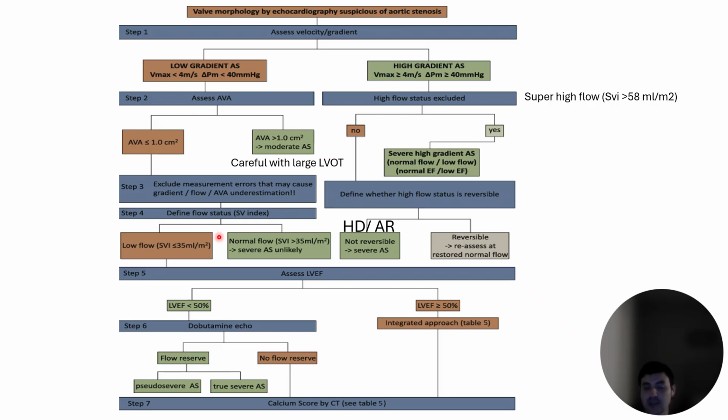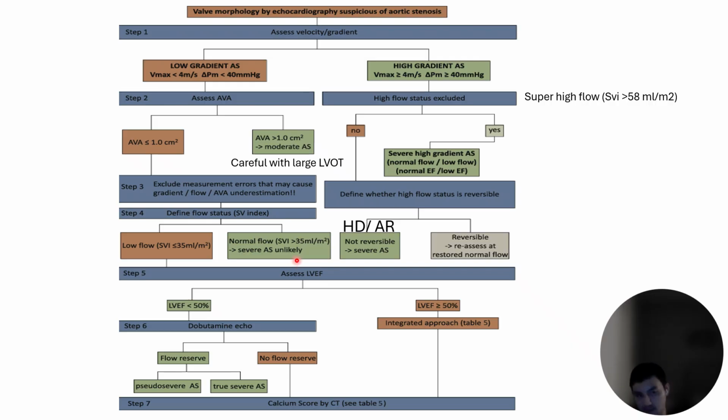But then you are going to look at the stroke volume. Stroke volume is low or normal. If it is normal stroke volume, severe aortic stenosis is unlikely. Why? Because with normal stroke volume, normal flow, and a valve area less than 1, you may have high gradients.